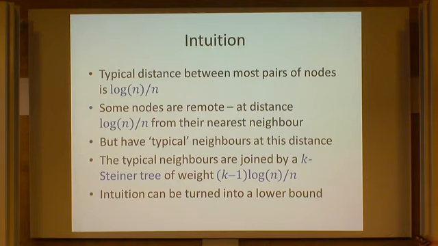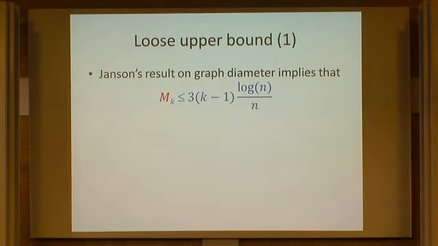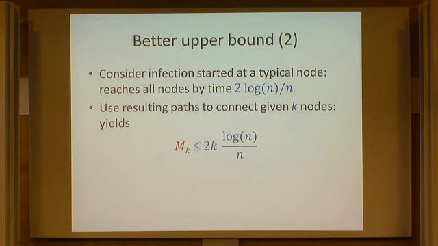So we also need an upper bound, so the intuition can be turned into a lower bound. This is just what I described. Can we get an upper bound? I'll mention two loose upper bounds and then how we get there. Very sloppily, you could say you're given k nodes, just find shortest paths from one of them to all the remaining k minus 1. Even in the worst case, your shortest paths are at most 3 log n over n, so 3 log n over n times k minus 1 is an upper bound. You could do a bit better.